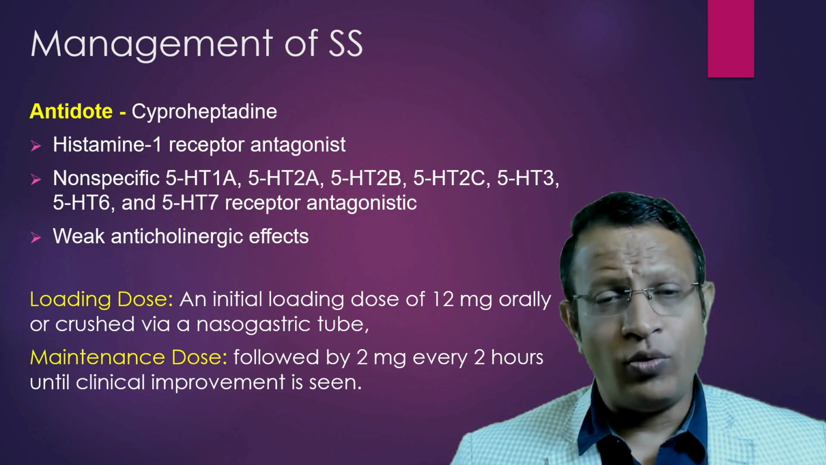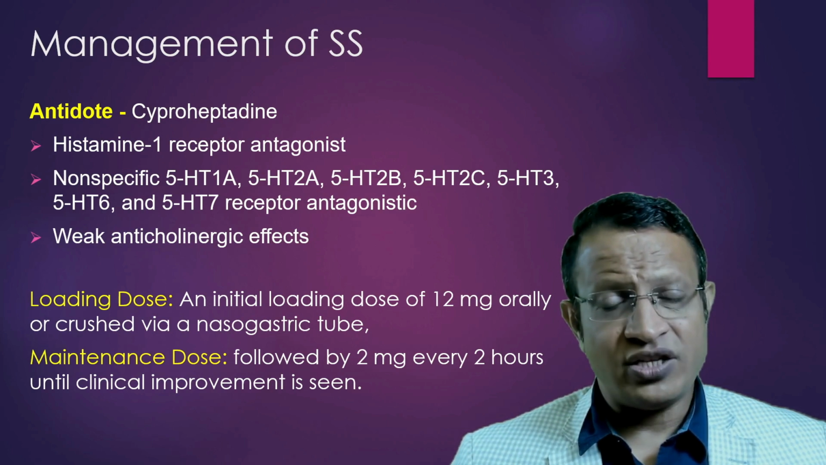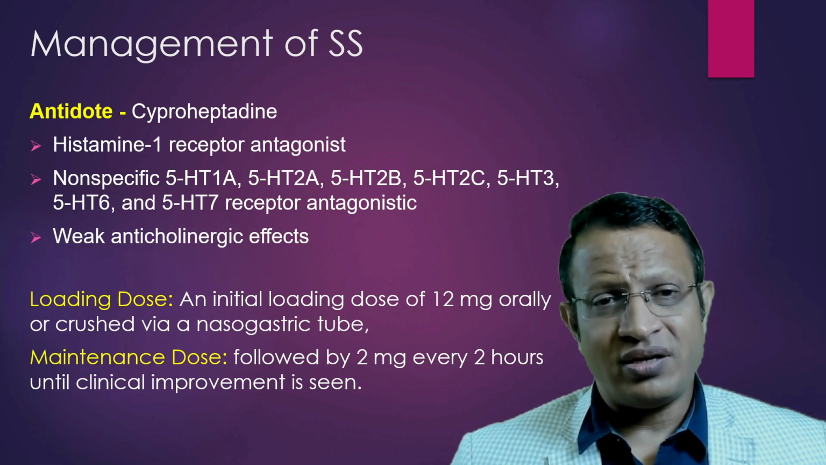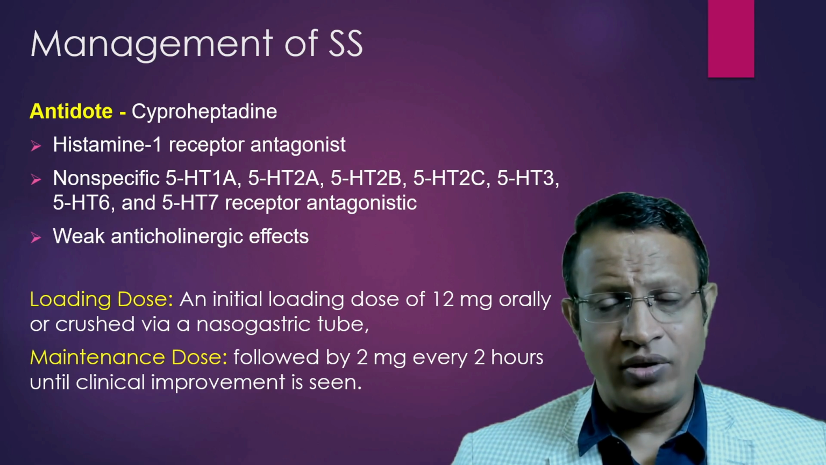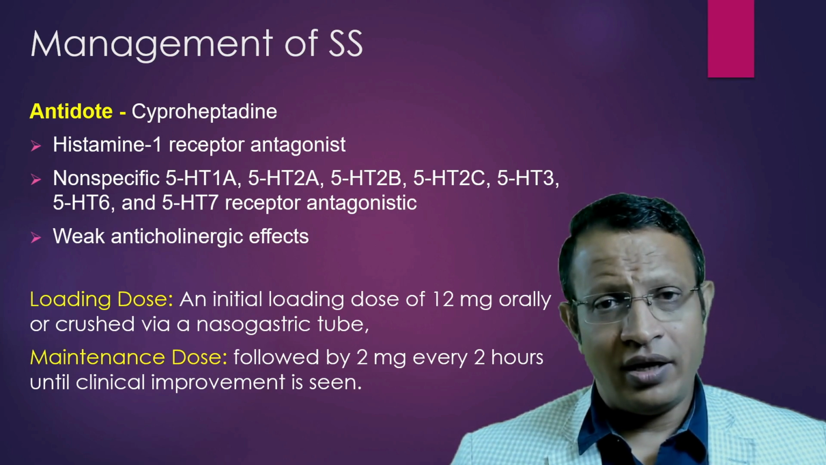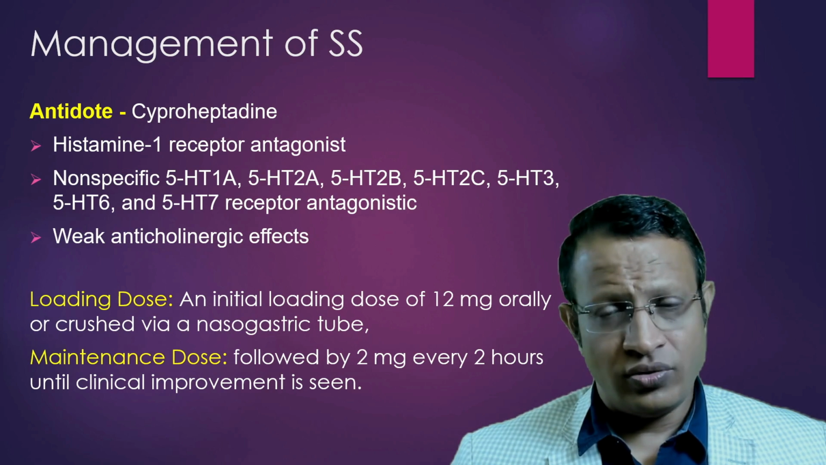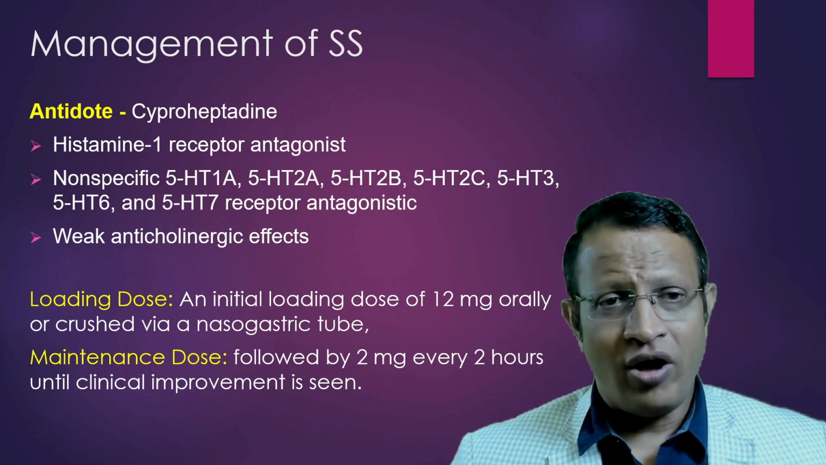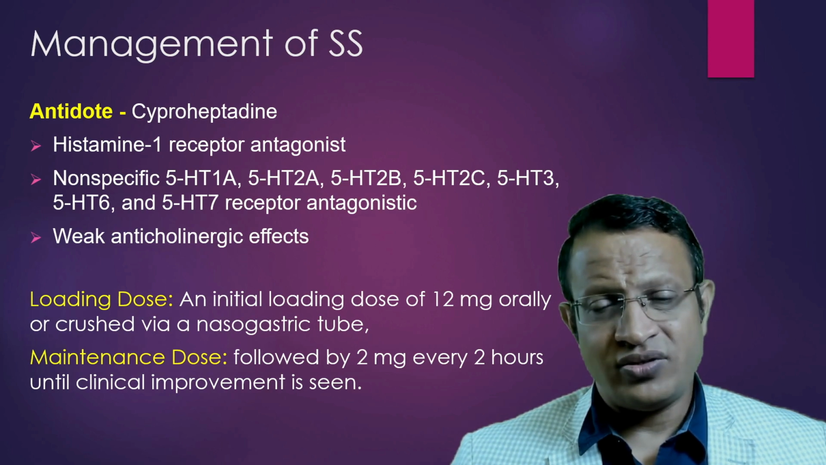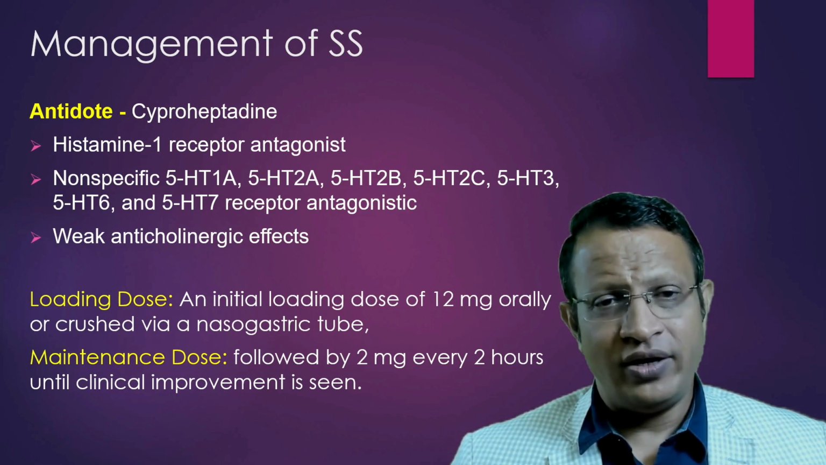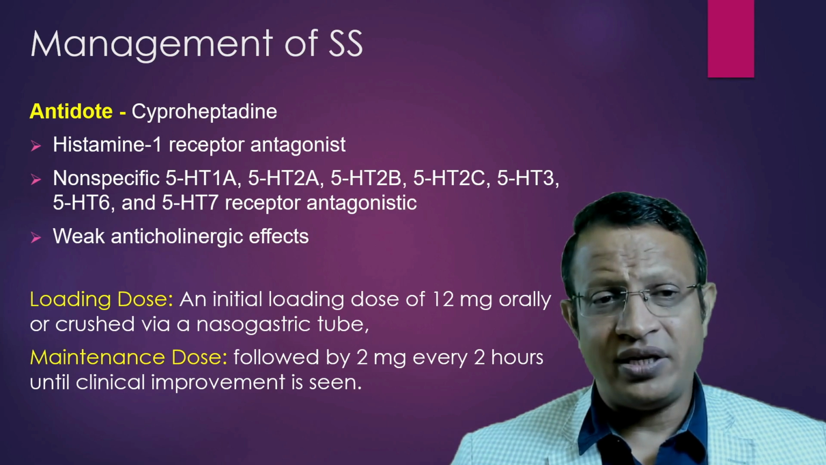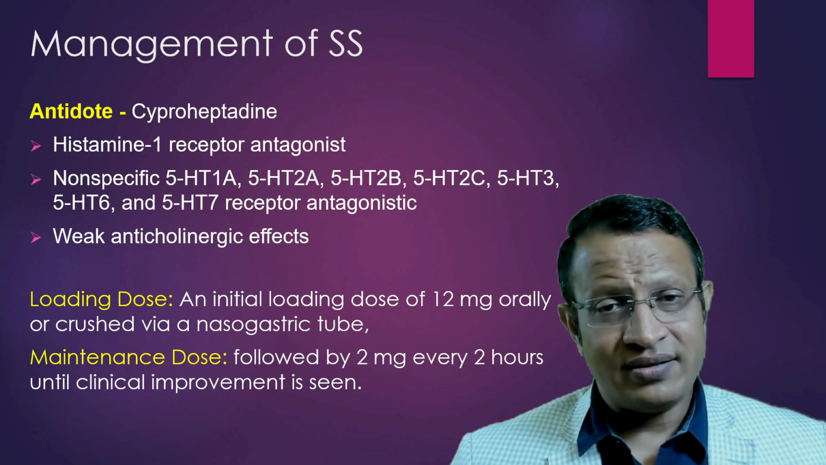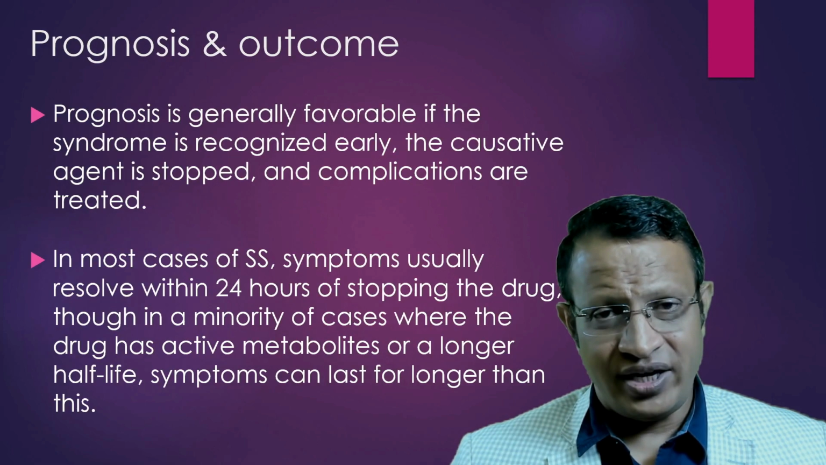Cyproheptadine is available only as an oral medication. Either the patient has to swallow it, or you need to crush the tablet and feed it through a nasogastric tube. It is given in two parts. One is the loading dose. The loading dose of cyproheptadine is 12 mg orally or crushed via nasogastric tube. Once you have given the loading dose, after that, every 2 hours you need to give a 2 mg tablet to the patient until the patient clinically improves. That is how serotonin syndrome is treated.